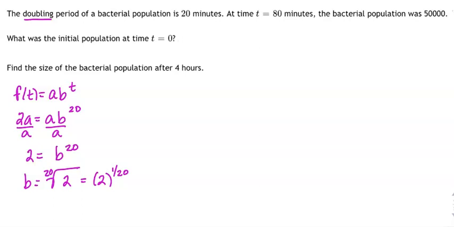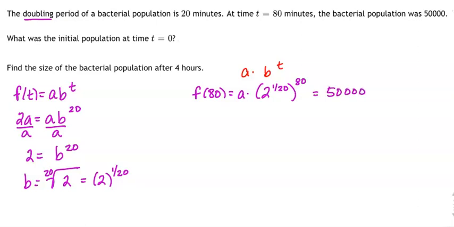So now coming back to the initial population, now we know b, we can use that given information about time t equals 80 in order to solve for a. So I'm going to say that f of 80, our input, our time, is equal to a, the thing that I don't know, times 2 to the 1/20th power to the power of t, because remember we're thinking about the format a times b to the power of t. So the b is what we just calculated, t, the thing we're plugging in this time, is 80, and after 80 minutes we're told that the population would be 50,000.